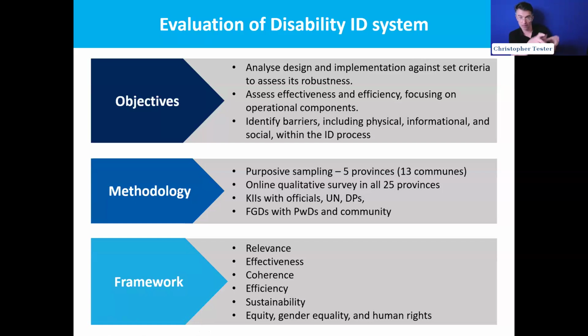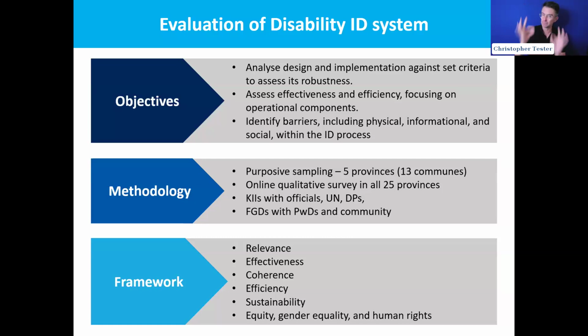And it is heavily qualitative. So we used purposive sampling. We selected 5 provinces in the country, and within the 5 provinces, we identified 13 communes based on the strategic priorities of the government of Cambodia, as well as UNICEF. We conducted an online qualitative survey in all 25 provinces. This is for provincial officials to get some information from them. And we also had KIIs with government officials, UN partners, and development partners, along with FGDs, focus group discussions with OPDs, persons with disabilities, and the community.